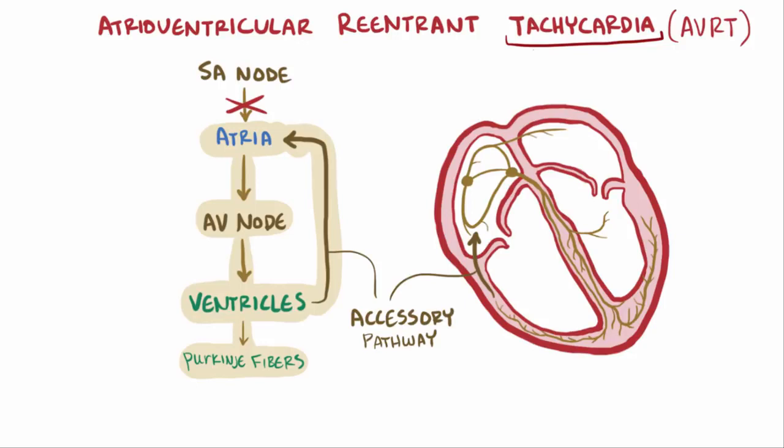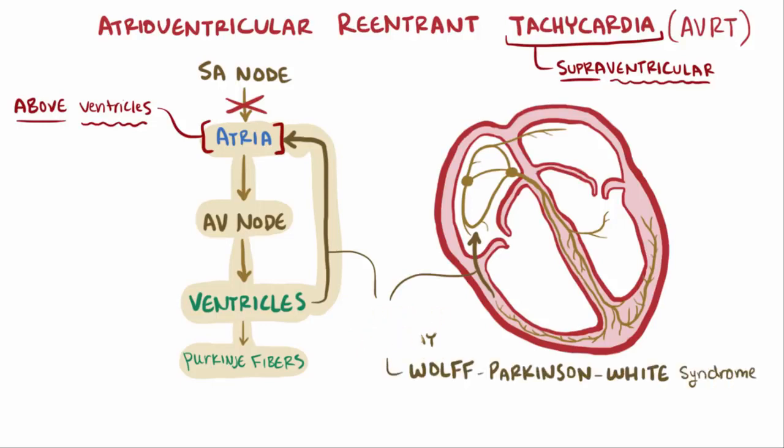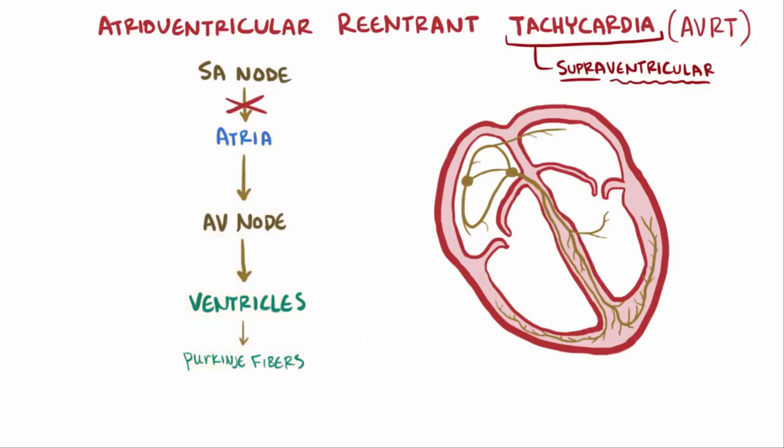This type of tachycardia is known as a supraventricular tachycardia, because the signal causing the fast heart rate originates above the ventricles. The most common type of AVRT is Wolff-Parkinson-White syndrome, where the accessory pathway is called the bundle of Kent. This type of reentry is known as an anatomical reentrant circuit, because the accessory pathway is a fixed, anatomically defined pathway.